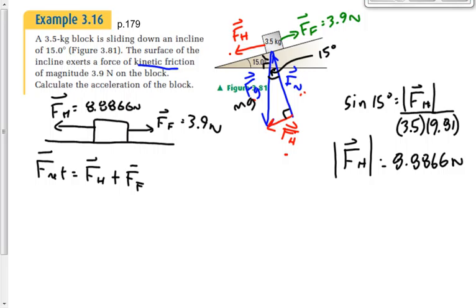They don't cancel. Remember what we said with all those other problems? Look, you got an object like this. Here's Fn, and here's Fg. They cancel each other out, so we don't include it there. Fn and Fg don't cancel out here. Why don't we include it when we're saying F net is equal to the sum of the forces?